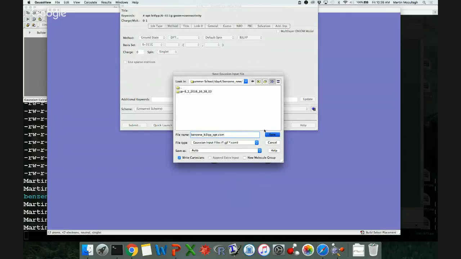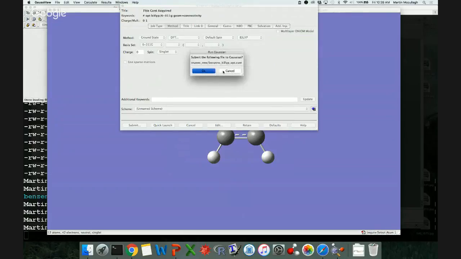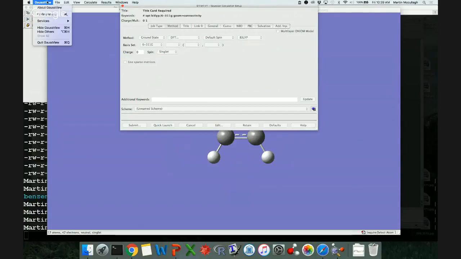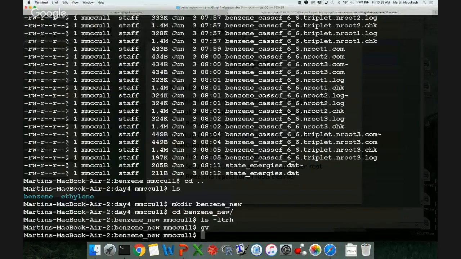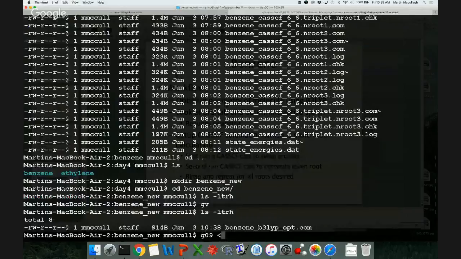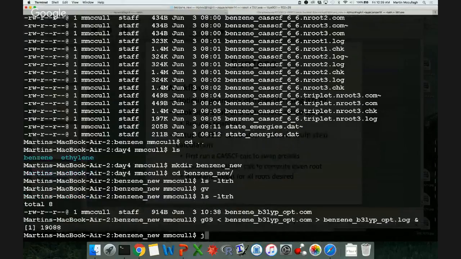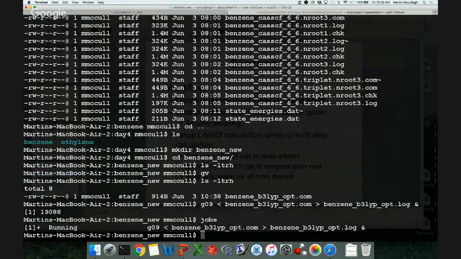Save your Gaussian input file and don't run it locally, and that's it, okay? And then you take that file and you go run it on the cluster. Or you can run it on your own computer. It should not take very long. It's running now on this laptop.